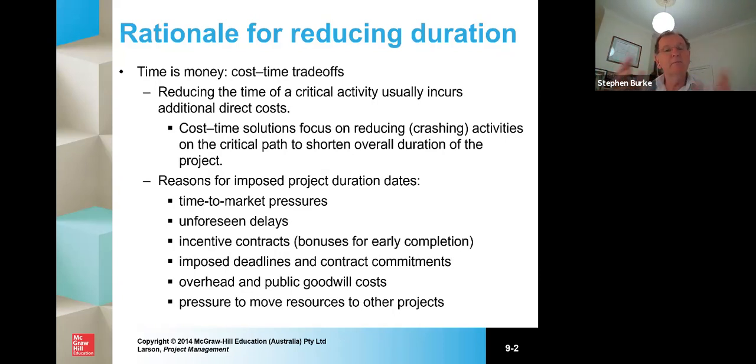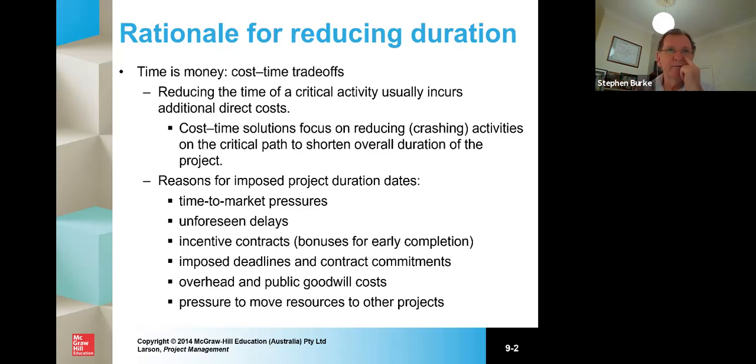And the cost-time solution focuses on reducing, or crashing, activities, and that's a term you often hear in project management: crashing. And it's on the critical path, of course, which is the longest path through a project, in order to reduce the overall duration of the project.